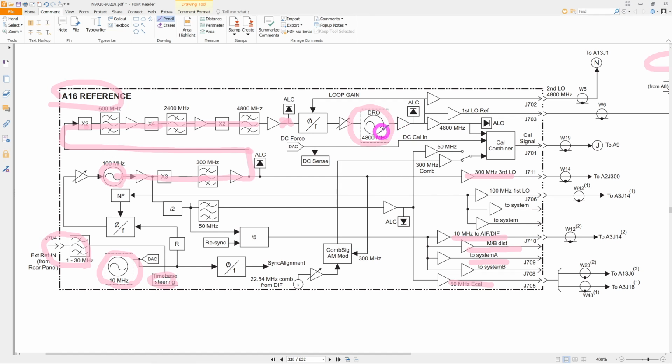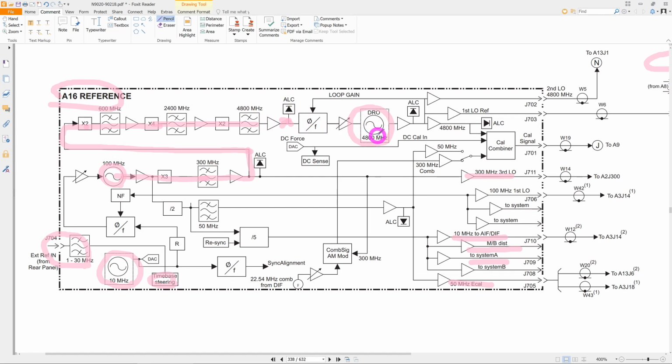It generates a 4800 megahertz signal. This 4.8 gigahertz signal and this 4.8 gigahertz signal are in a PLL configuration so that the DRO's frequency is fine-tuned to match the 4.8 gigahertz signal here, which ultimately itself depends on the 10 megahertz. But you may ask, why would I put a DRO in here if I already have a 4.8 gigahertz signal? Why do I lock one VCO at exactly the same frequency to another one?